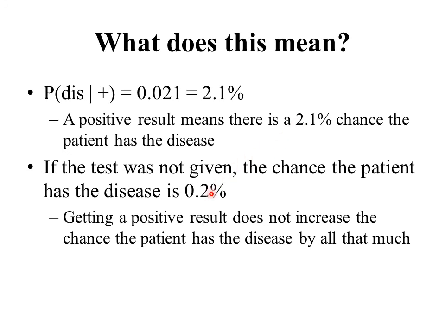Now whether that's a big increase or not is maybe debatable, but it's arguably not as much as we would like. And so this begs the question, is the test really worth it? Just because we get a positive result doesn't really increase the chance that we have the disease by all that much. So that's maybe a debatable question. Is the test really worth it? The point here is just to illustrate how Bayes' theorem can be used to calculate conditional probabilities in cases such as this.